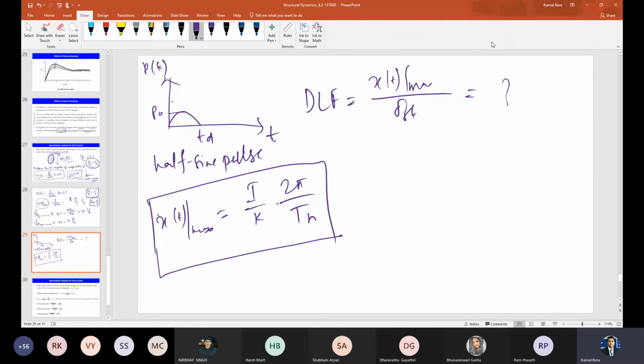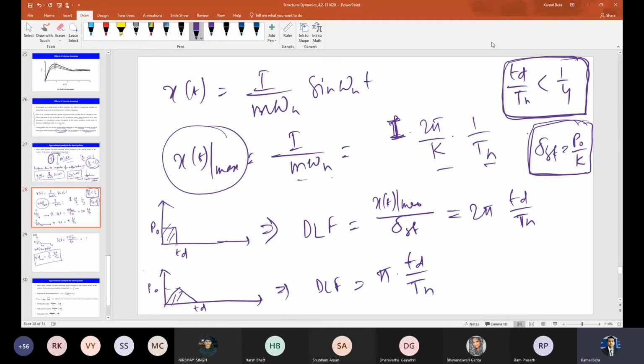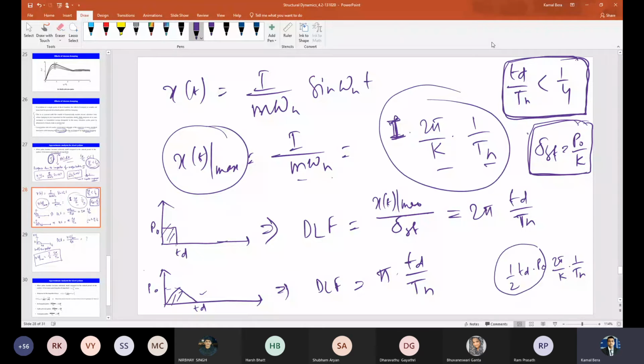Two are already done, right? So I show here how it is found. What is this for? Half of Td into P naught, this is the area, so that is basically I. Then it is 2 pi by k into 1 by Tn. I'm just substituting in this expression. So I is the area under the triangle, and 2 pi by k into 1 by Tn. Got it? Now P naught by k is delta st. If I go to the other side, the 2 gets cancelled out, and it will be pi into Td by Tn. I have shown it here also. Clear? I don't think you have any doubt.